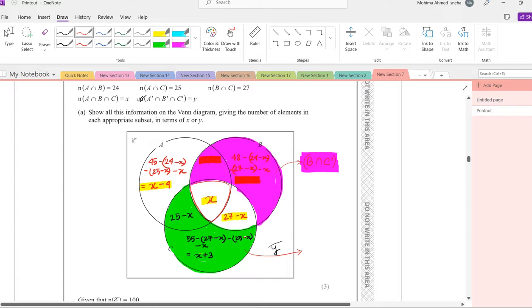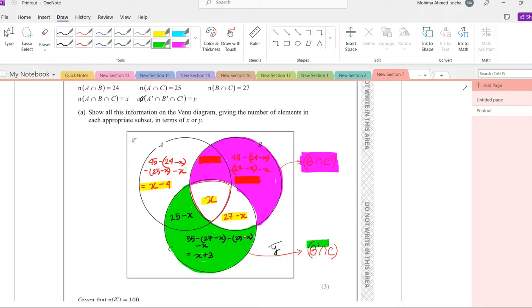Now this refers to B prime intersect C. Okay, so now we can see that B intersect C prime has 24 minus x and x minus 3. These are the two terms inside B intersect C prime.